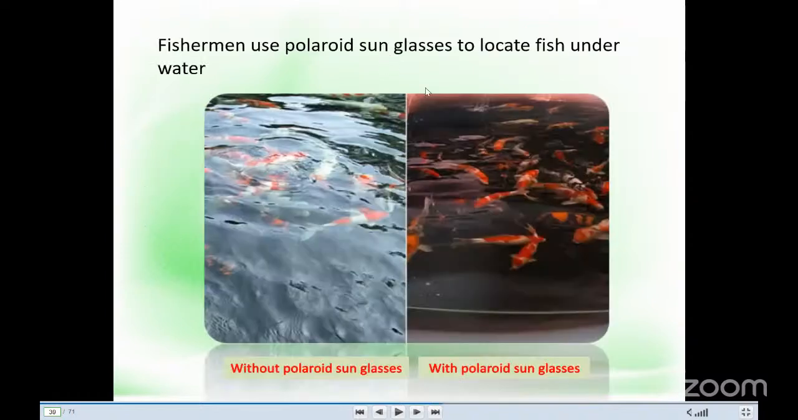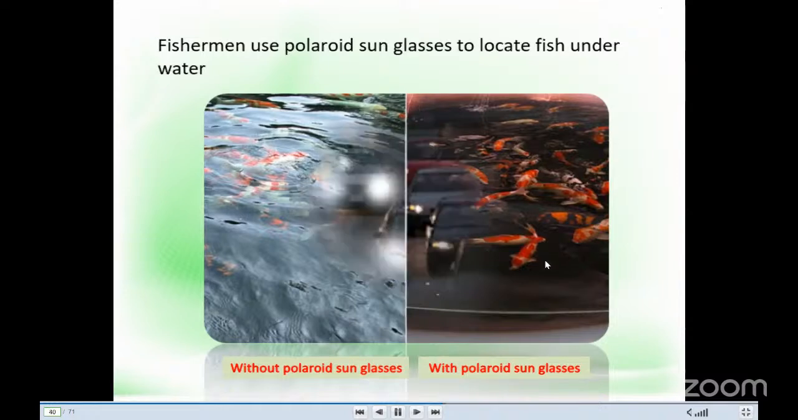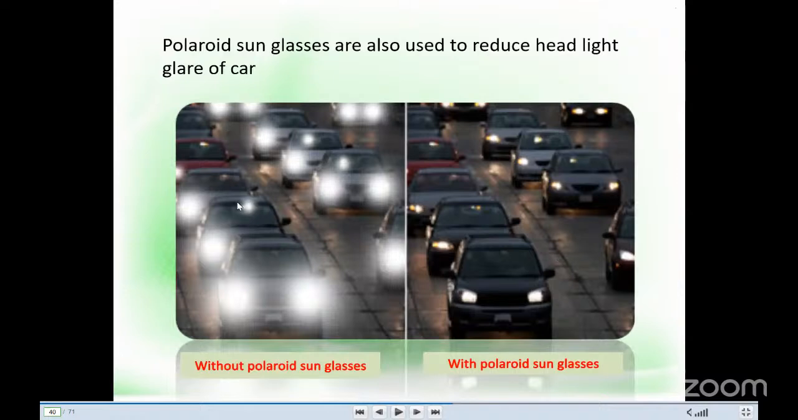See here, fishermen use polarized sunglasses to locate fish underwater. Without polaroid, if you observe directly, the fish in the river appear like this. Whenever you use polaroid sunglasses, it can easily show where the fish is located in the river. See the difference. Okay. Next, without polarized sunglasses, in the night they appeared like this. By using the polaroid, it may look like this. Is it clear?